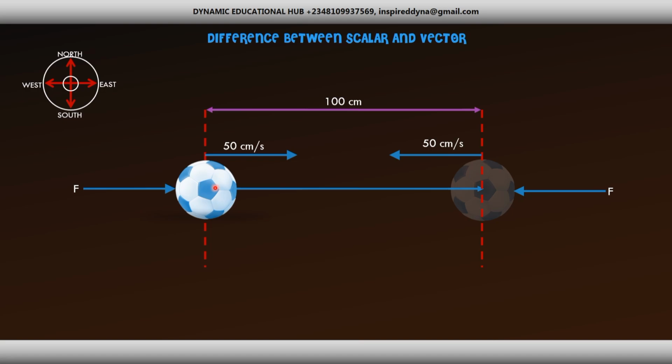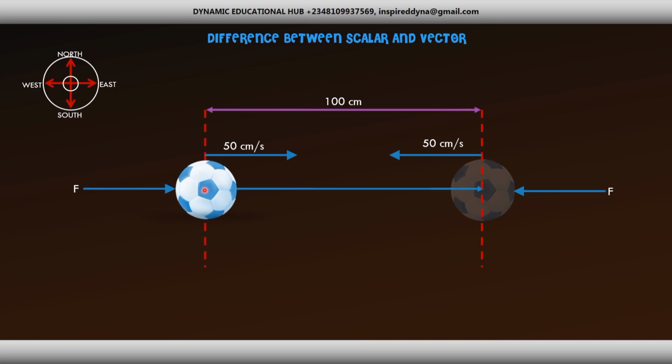Now let's differentiate speed, velocity, displacement, and distance. Initially, recall that this ball is here, and after I apply this force F, this ball moves down here. Now the distance between these two points is 100 centimeter. Again, this ball moved from this point down to this point. The distance between them is also what? 100 centimeter. Which means that distance here doesn't have direction. It is just linear space between two different points. Now what about displacement? Displacement simply means change of position of an object.